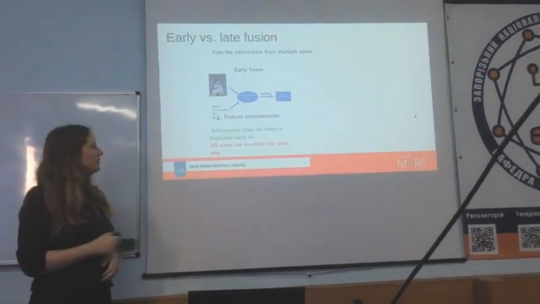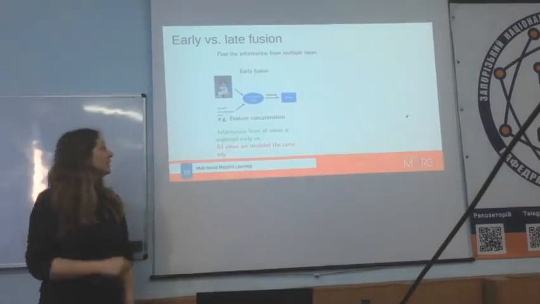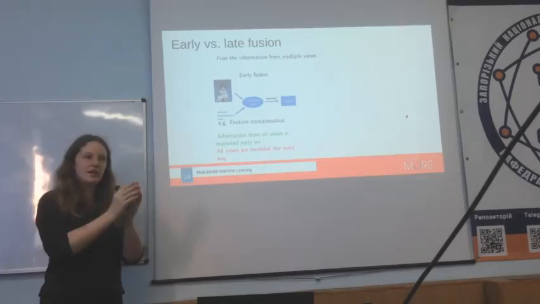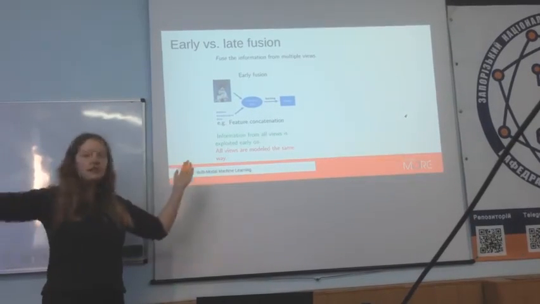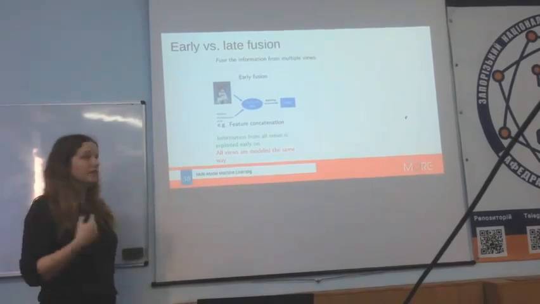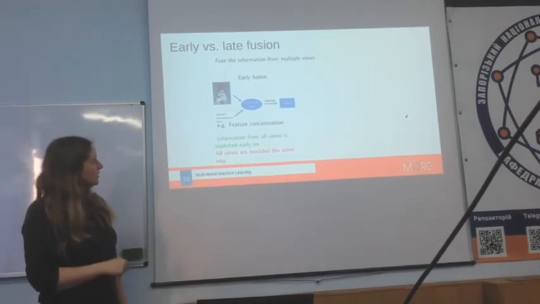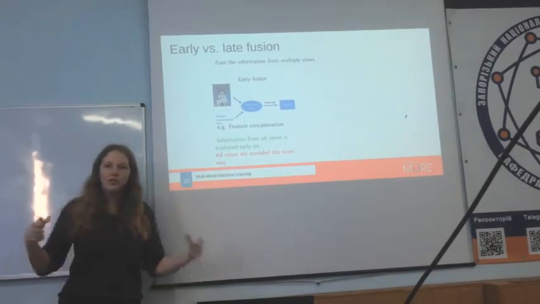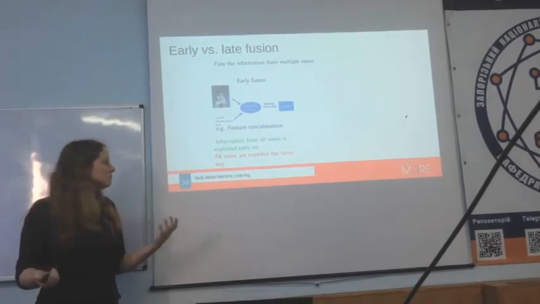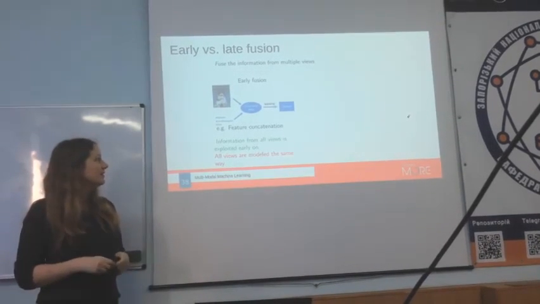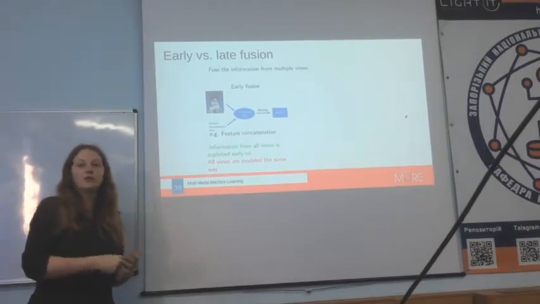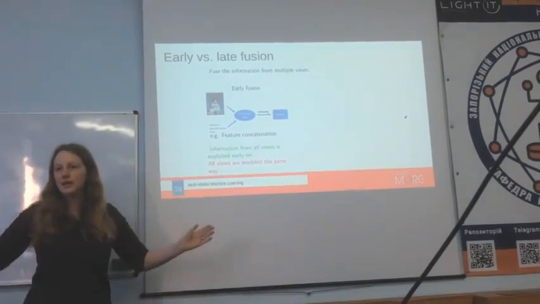A typical example is feature concatenation, which just means you take a feature of this image, a long feature vector, you take the feature of this text, also probably a long feature vector, you just paste them after each other, and you learn on that. This is actually done a lot of times. The advantage is that the information is fused early on, so you can also exploit it early on. The disadvantage is that all views are modeled the same way. You cannot put a different model for the image or for the text because you have combined data.